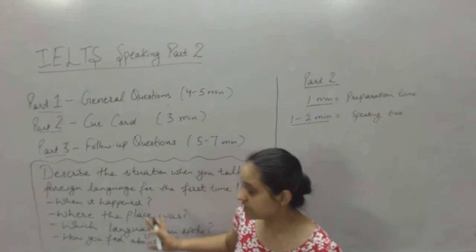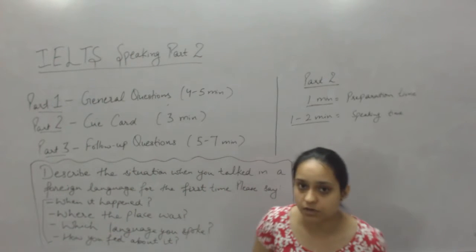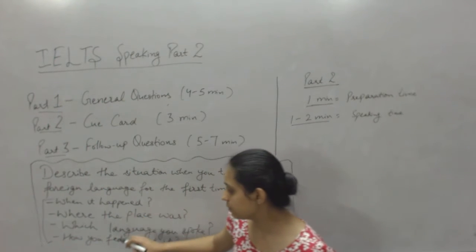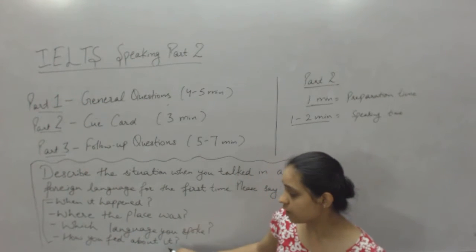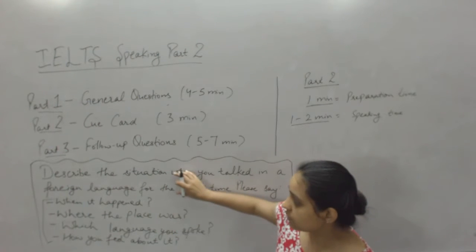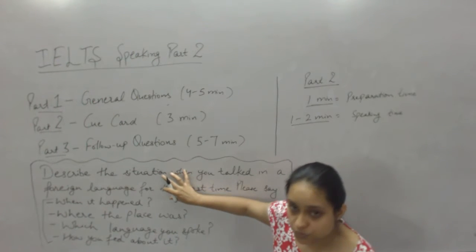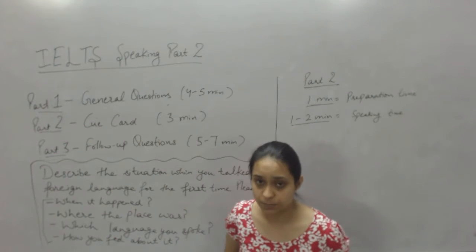But the main thing is that you are given some topics, some points that you have to cover. Like when it happened, where the place was, which language you spoke and how you feel about it. These are the points which you have to cover while describing the situation. The most important thing is you have just 1 minute for the preparation.